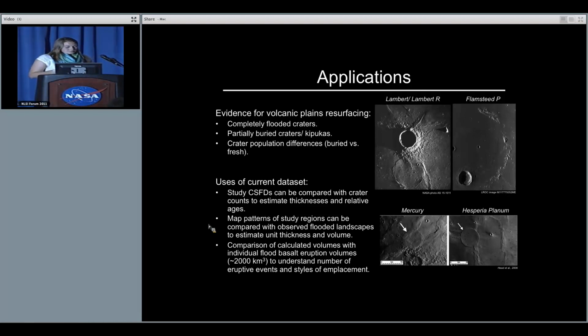And then thinking about the individual flood basalt eruption volumes for terrestrial examples, you can get a volume of around 2,000 kilometers cubed. So if you think about that as a single eruption volume, and then you consider those volumes that we calculated here for these 3 study areas, the range in the number of eruptions would be anywhere from 7,500 to 10,500 individual eruptions of this size in order to fill these specific terrains.